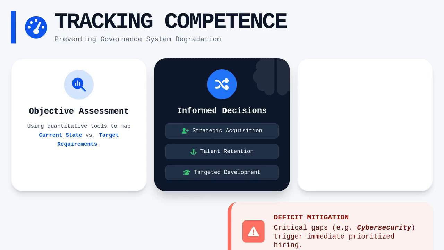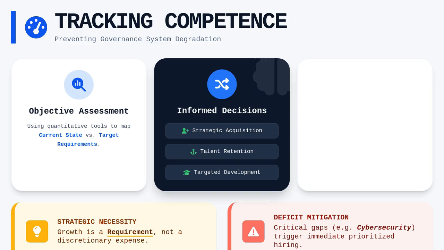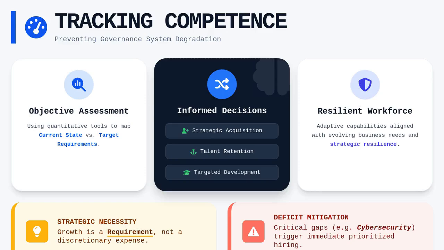Furthermore, this component encourages a culture where professional growth is treated as a strategic necessity rather than a discretionary expense. By optimizing training paths, we ensure that employees are not only capable of performing their current tasks, but are also prepared to handle the evolving requirements of the business. This deliberate approach creates a resilient workforce that can adapt to new challenges while remaining firmly aligned with the broader principles of COBIT.